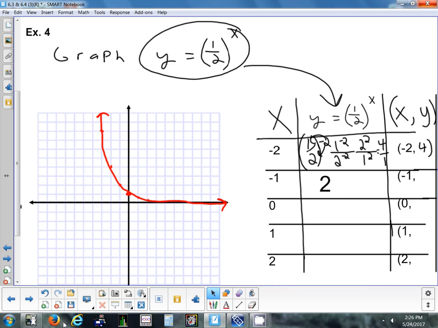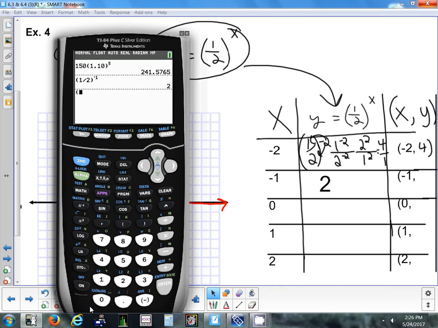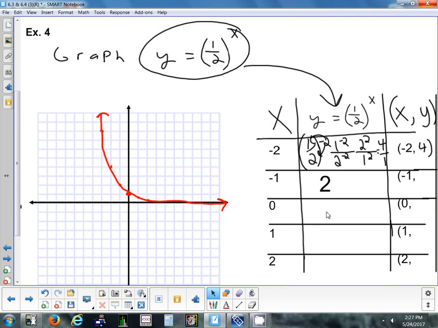Well, Mr. Hager just showed you guys how to do that one on the calculator. He just did 1/2 to the negative 1. He got 2. Now he's doing 1/2 to the 0, which is easy, right? What's it going to be? Anything to the 0 power is 1. Nice job on that one, guys.